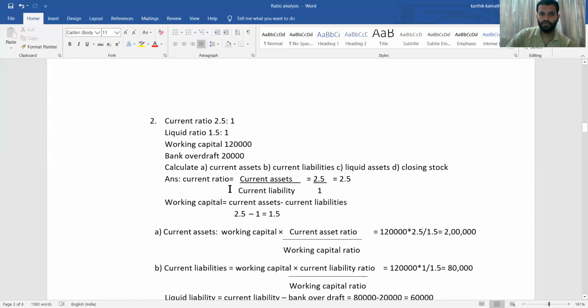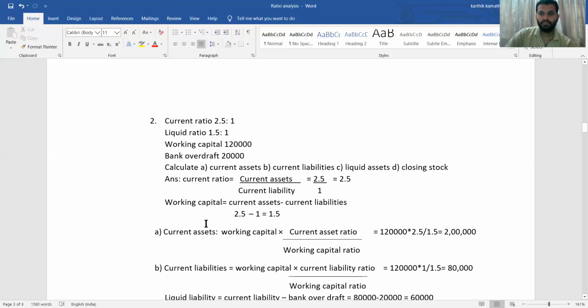So first you should know what is current ratio. Formula of current ratio is current asset divided by current liability. That is given in the problem as 2.5 is to 1, that is 2.5 divided by 1, which is equal to 2.5. Working capital is equal to current assets minus current liability. Working capital ratio is nothing but current ratio. So here current asset 2.5, current liability 1. So 2.5 minus 1, you will get working capital ratio as 1.5.